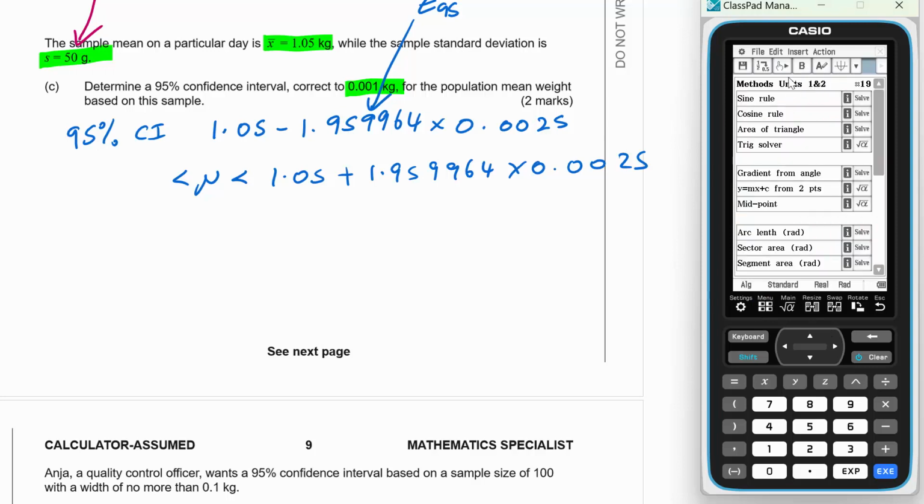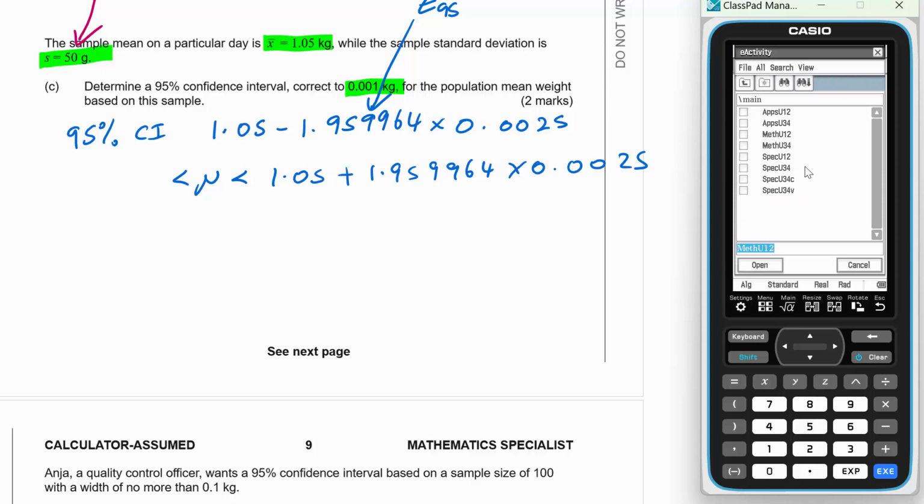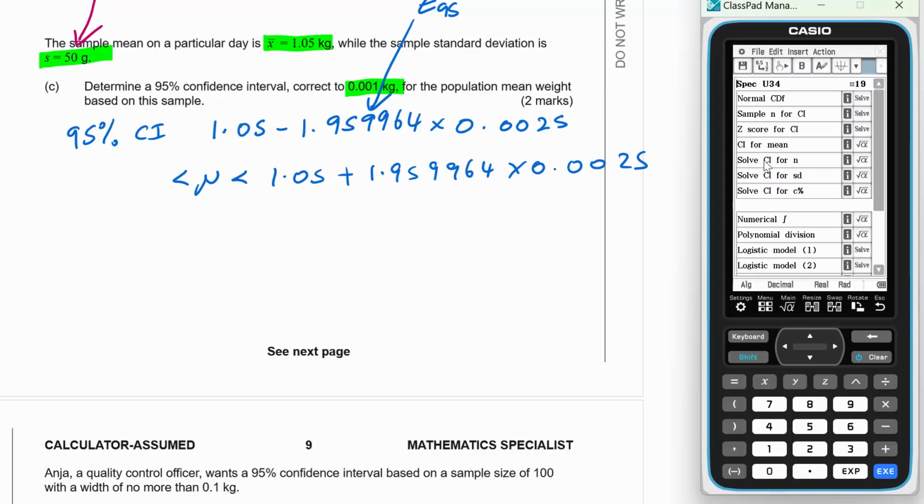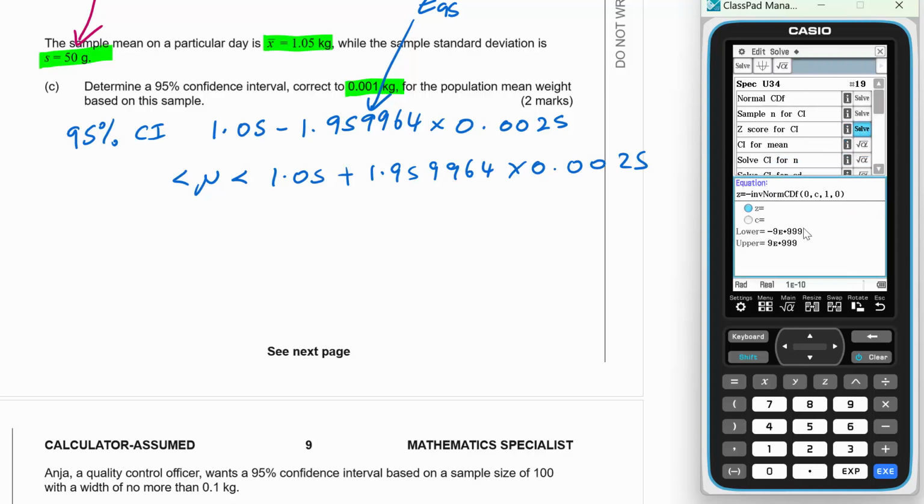And of course you can calculate that, or you could just use the E activity for this. There is an E activity, we just need to be in the right thing, so we're just going to open up our spec 3.4. And so z-score for CI, we don't actually need that right at this second, but that does tell you where you can get the 95 if your confidence interval is, I think we put in 0.95. I'm not sure about that, but we'll try it. And yeah, we can see that's the 1.95 figure that we had before.